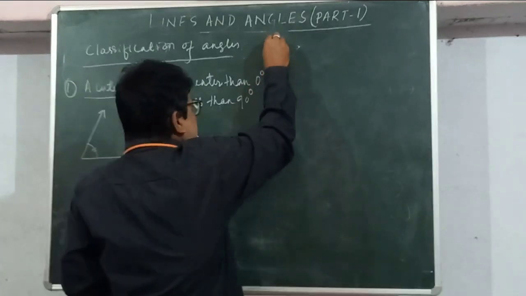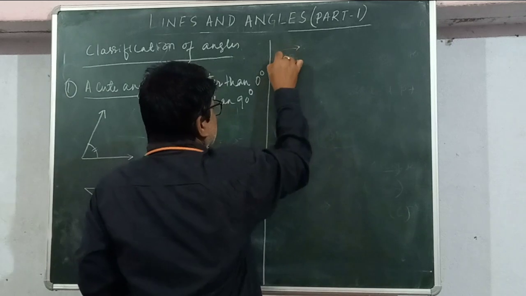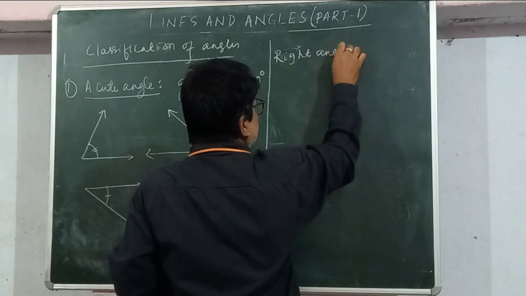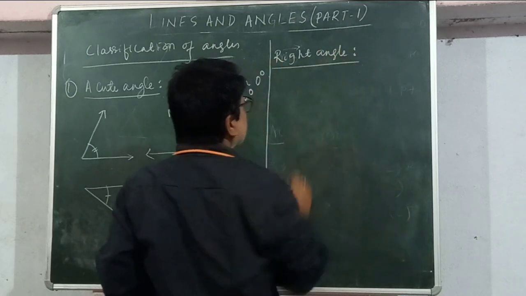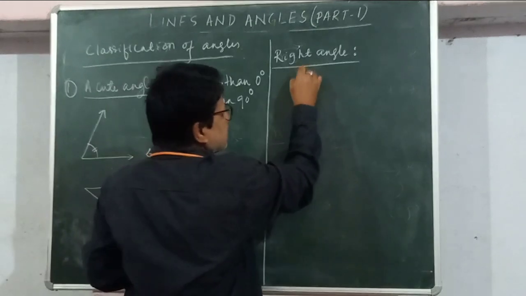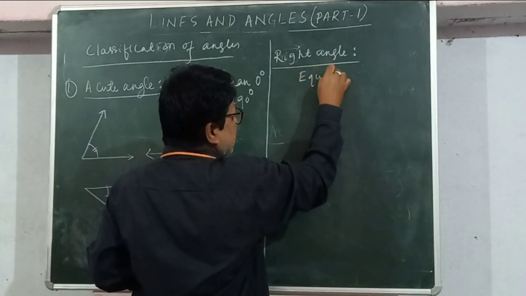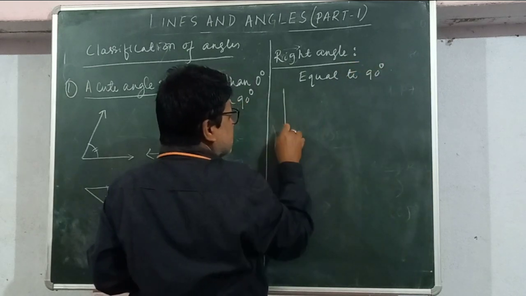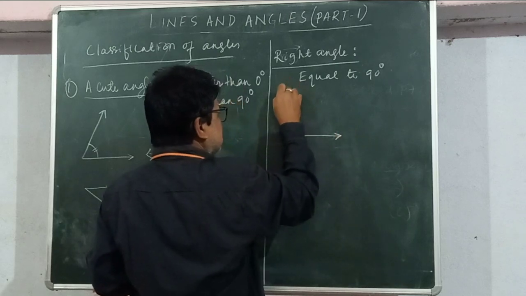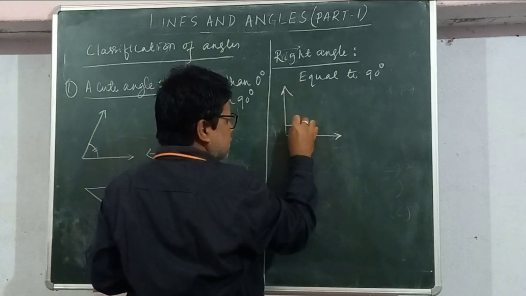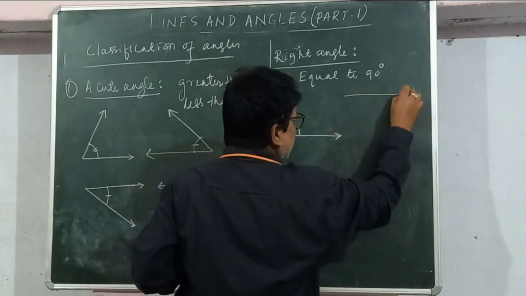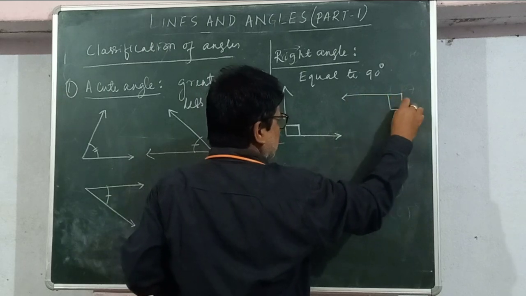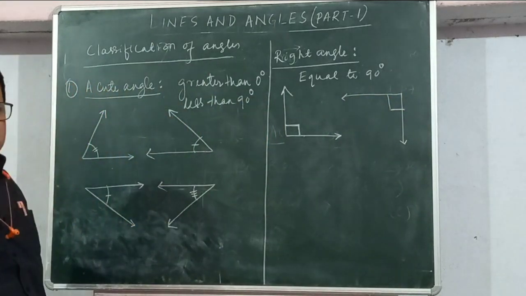Then a right angle. An angle whose measure is equal to 90 degree is known as a right angle. Suppose this one. This is the symbol of right angle. These are the symbols of right angle.